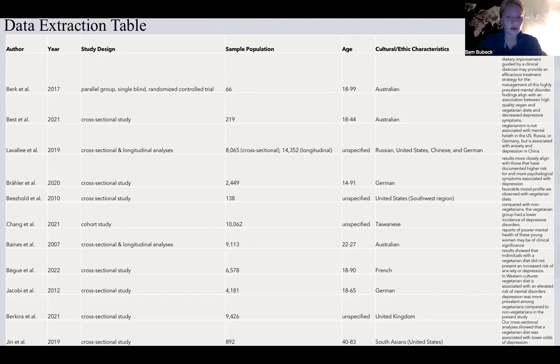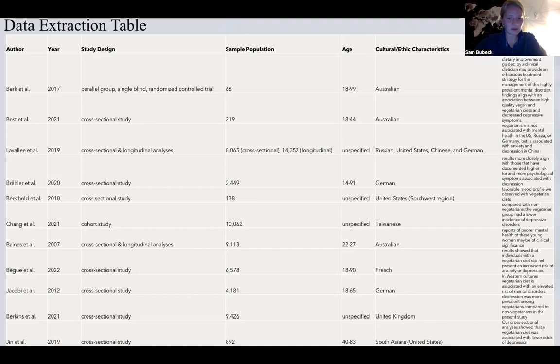Another cross-sectional study of 4,181 people aged 18 to 65 within a German sample concluded that in Western cultures, vegetarian diet is associated with an elevated risk of mental health disorders. So again, we're flip-flopping again. That was a negative outcome.